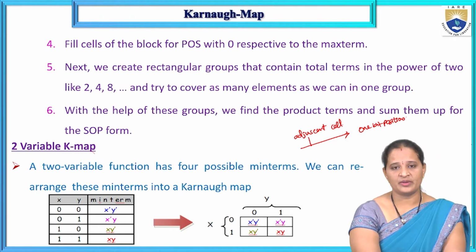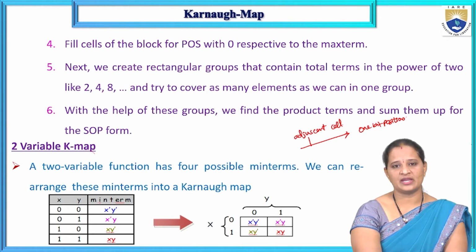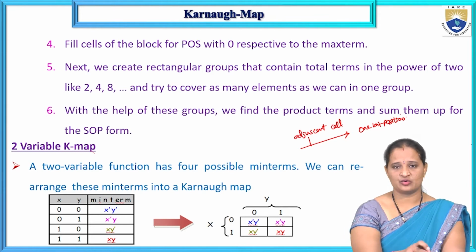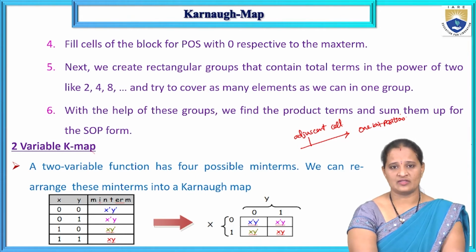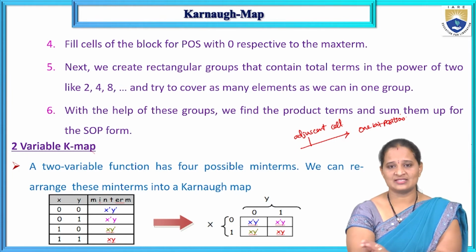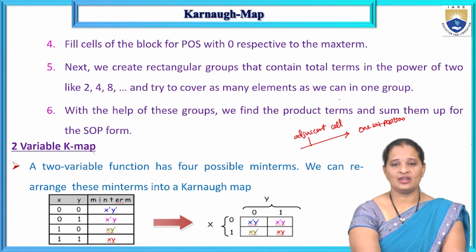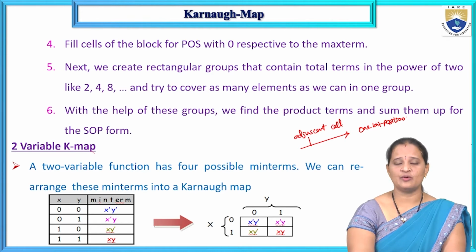Whenever we are grouping the cells as a group of 2 cells or 4 cells, this grouping should be done as a power of 2. So I can group 2 cells, which is 2 power 1, and I can also group 4 cells which are adjacent to each other, because it is 2 power 2, but I cannot group 3 adjacent cells together. I have to group the adjacent cells such that the number of terms will be powers of 2. That means I can group 2 cells or 4 cells or 8 cells which are adjacent to each other.